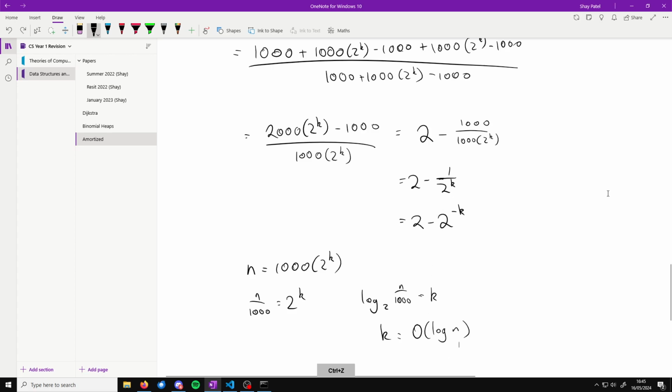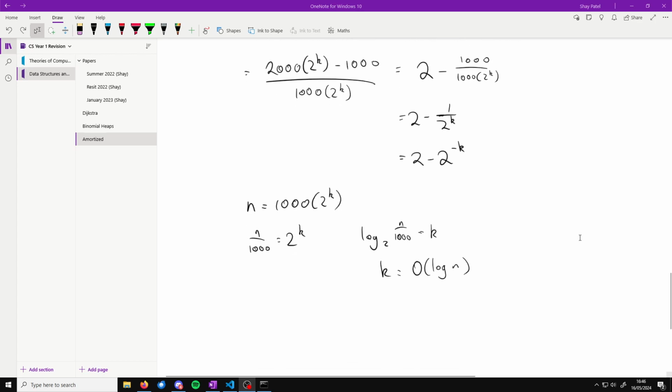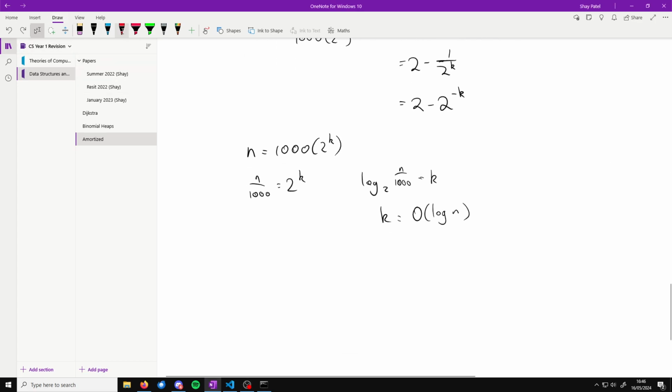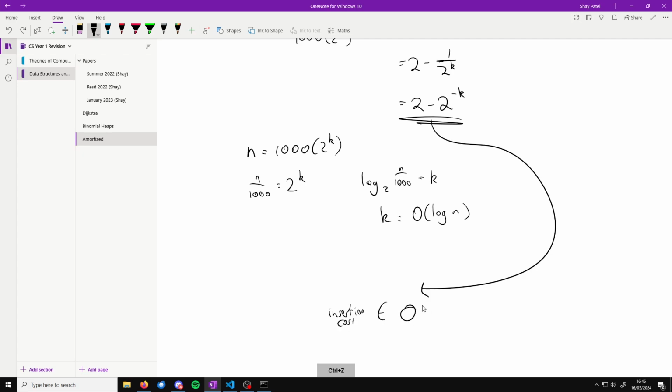The 2 to the minus k is negligible in effect, because the headline of this is actually this part here, not this part here. So taking our time complexity, the insertion cost would actually be in O of 1, because this other term just means it's decreasing as we increase the input size. So constant is worse than this, so this is our headline big O. Does that make sense?